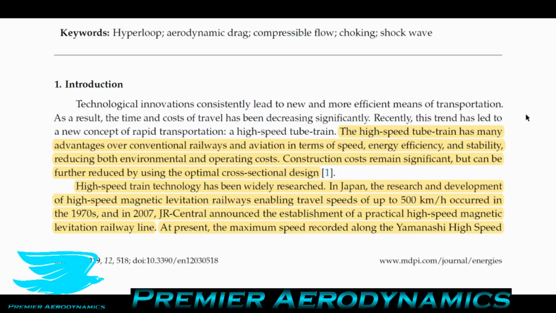So the high-speed tube train has many advantages over conventional railways and aviation in terms of speed, energy efficiency, and stability, reducing both environmental and operating costs. Construction costs remain significant, but can be further reduced by using the optimal cross-sectional design. So high-speed train technology has been widely researched.